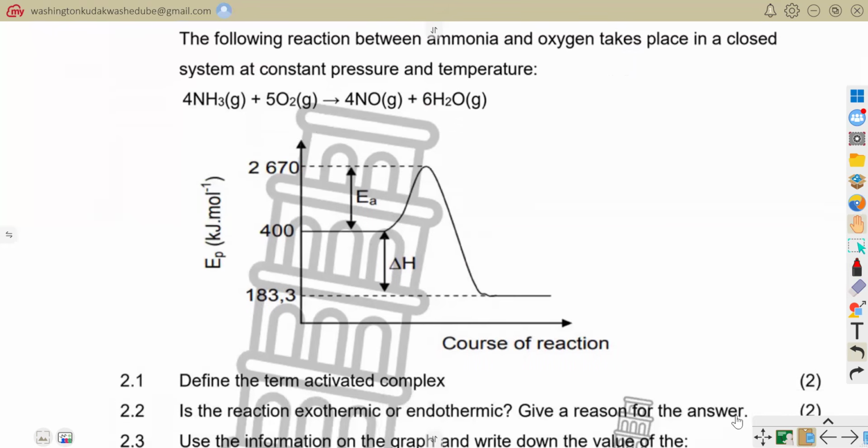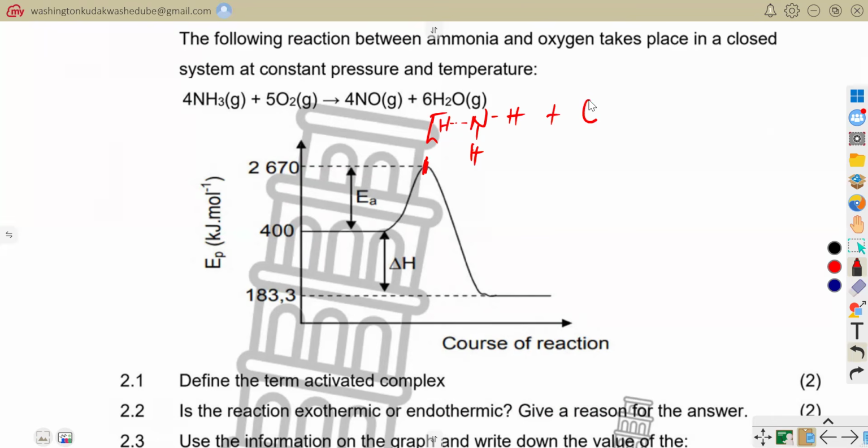So now we are saying, define the term activated complex. We know that an activated complex is going to be found here. And what is our activated complex? Let's say, for example, you have your ammonia, which is bonded like that.